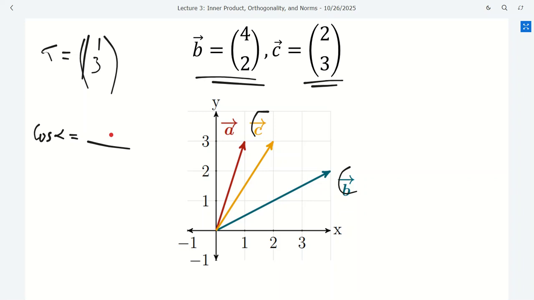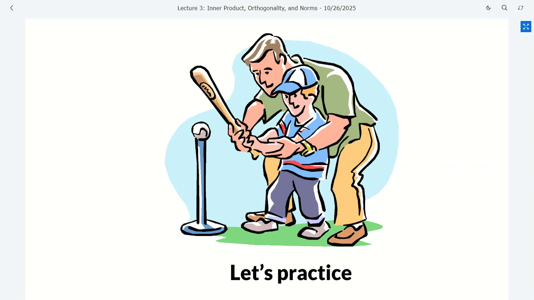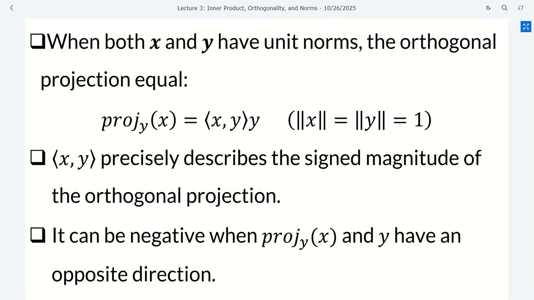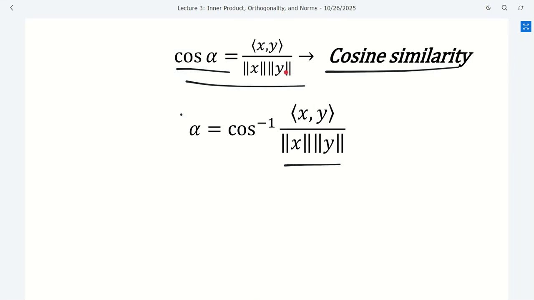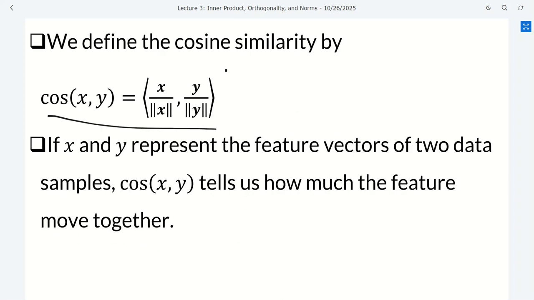Okay, so I hope you are working. Let me show you the formula again. All right, so this is the formula: the inner product divided by the norm. So let's be quick, guys, please.